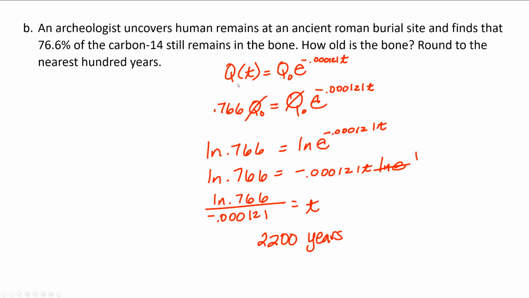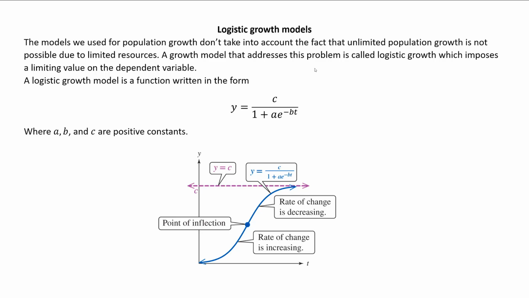And so that's how that works. So an exponential decay function is going to be a function where the exponent on e is negative. All right, logistic growth models. All right, we're back to growth models.